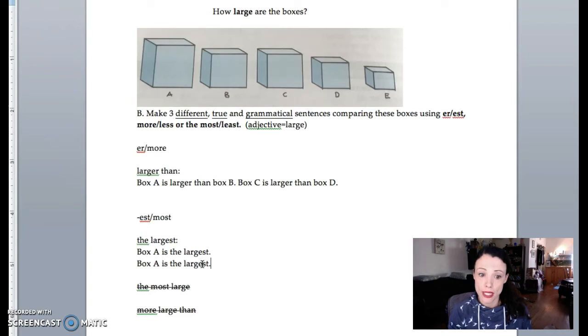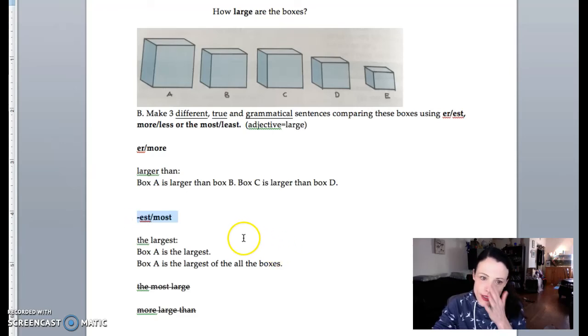So I'm going to stop here. If I want to say more, I could say box A is the largest of all the boxes, but I don't have to. So both of those sentences would work. So we talked about ER and more. We talked about EST and most. So let's look at the least and less. We haven't talked about that option as much.